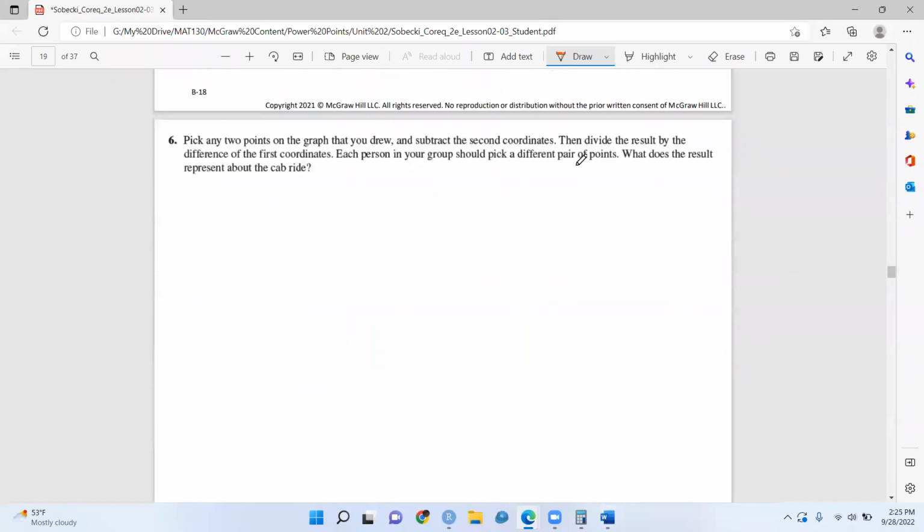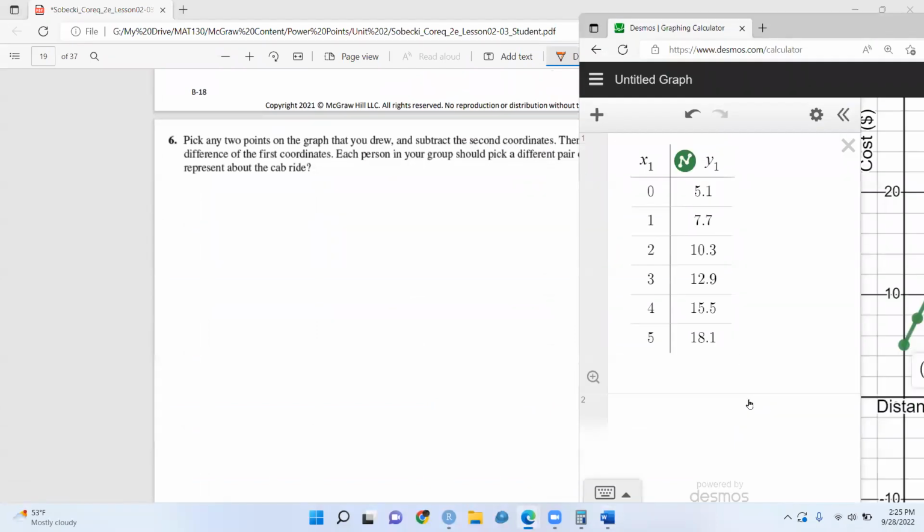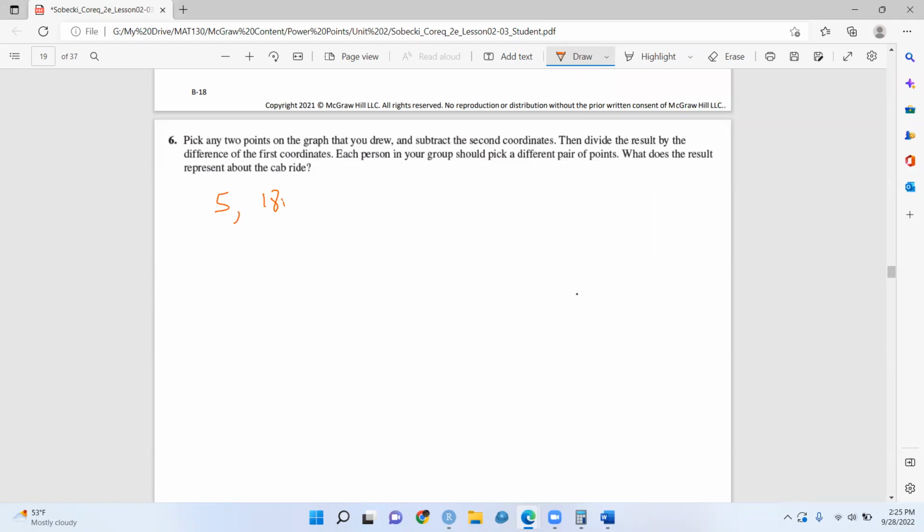Well, now the author says, pick any 2 points, subtract the second coordinates, then divide the result by the difference of the first coordinates. That's wonky. What he's saying, the second coordinates are the y's. The first coordinates are the x's. So I could pick the point (5, 1810) and the point (1, 770). And what he wants us to do is take the 1810, subtract the 770, and then divide that by 5 minus 1. That's what he's pushing us towards.